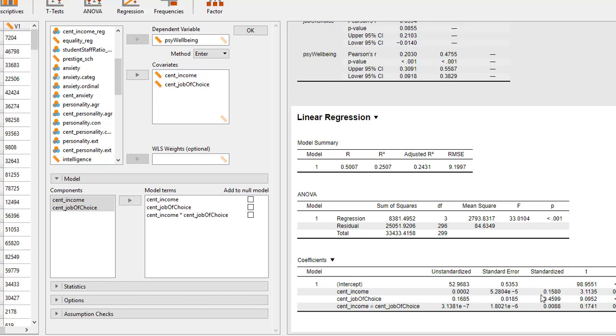So that means that if we increase one standard deviation of income, the increase in psychological well-being will be 0.158 standard deviations. And an increase of one standard deviation of job of choice would produce an increase of 0.4599 standard deviations of the dependent variable psychological well-being. Okay, so this is the difference between standardized and unstandardized. And this one is 0, the intercept, because with standardized values all the means are 0, so the intercept will be at 0. That's by definition.